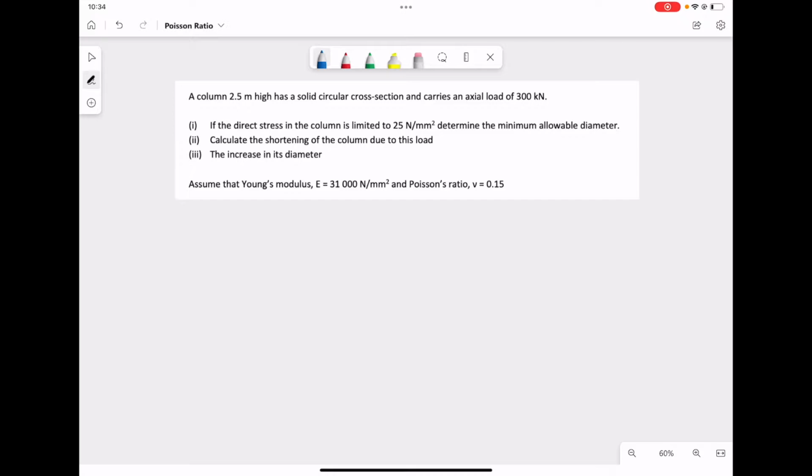In the first instance, we're going to recap the equations we're going to use. First one is stress is equal to force divided by area. The strain is equal to the change in length divided by original length. Young's modulus is equal to stress divided by strain. And Poisson's ratio is equal to minus the lateral strain divided by the longitudinal strain.